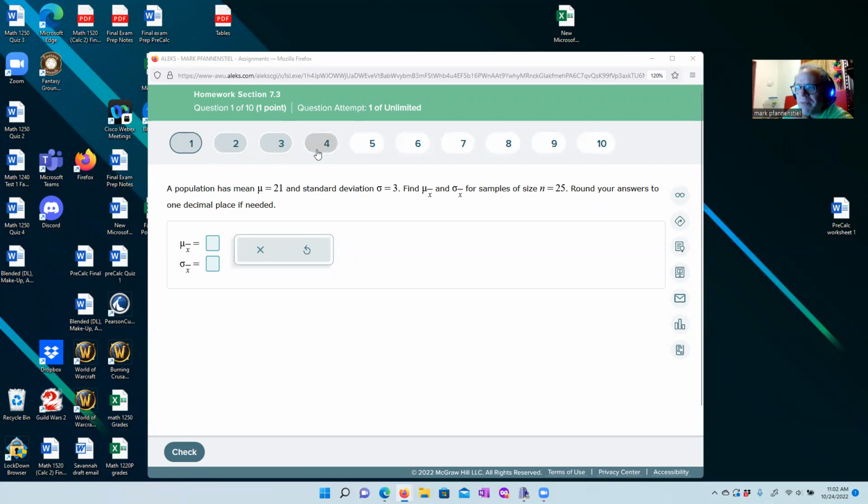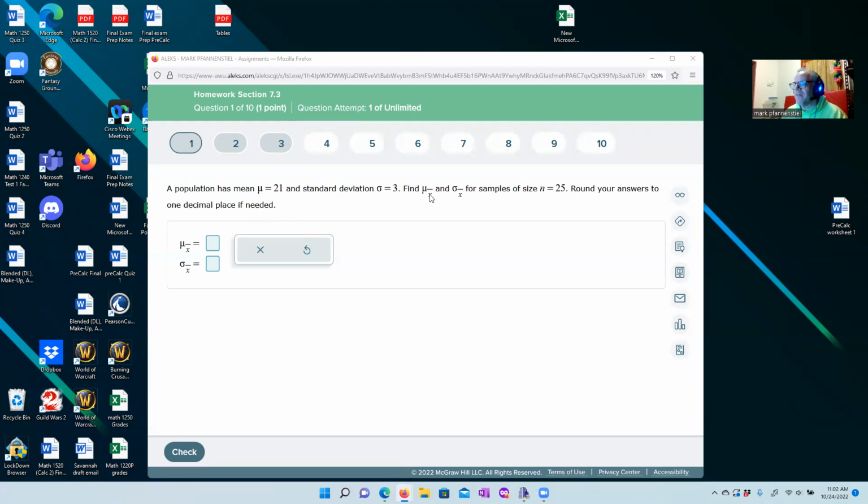We are going through chapter 7.3 here, and I'm going to skip around a little bit because some of the problems are really small and some of them are not so small. So this is number one, and we have a population with a mean of 21. Standard deviation 3. We have a sample size of 25, and they want the answer to one decimal place.